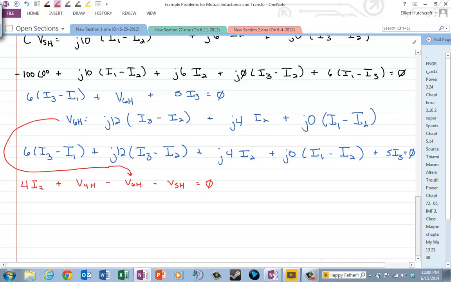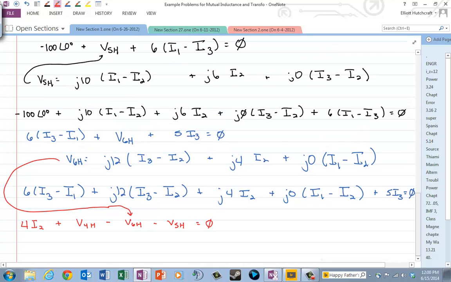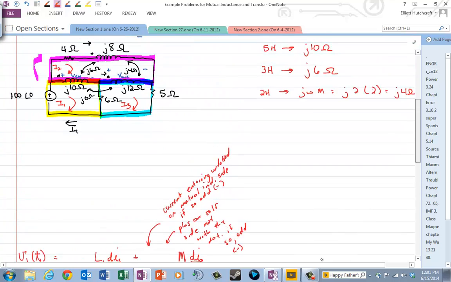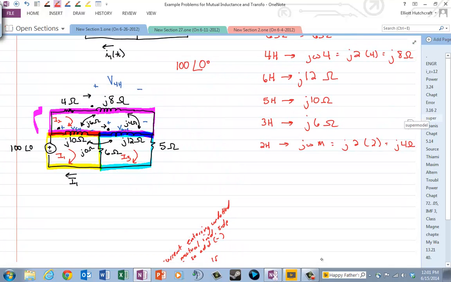And then also we have to substitute this V5 Henry right there. So the only one we don't have is the V4 Henry, and let's get that. So what is V4 Henry? Well, we already satisfied the passive sign convention because we labeled the plus of the V4 Henry with the dot.